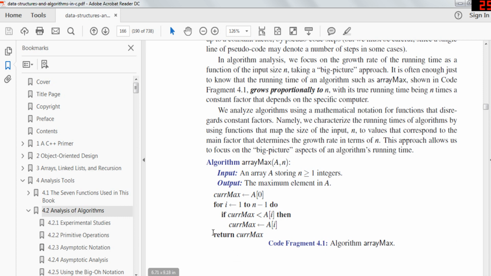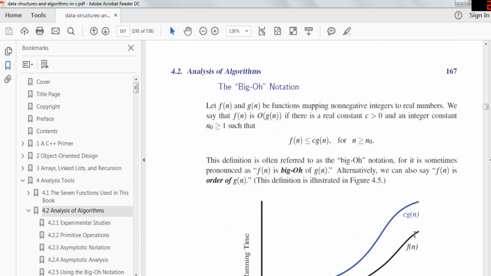So this returns the maximum element of A. Why? Because for current max, they're assuming that the first value is the smallest element in the array. So if you loop through it, every other element is treated as greater than it. So whenever a value is greater than the current max, it gets set as the current max by the end of the array. That's why this algorithm works and returns the array maximum of n integers.